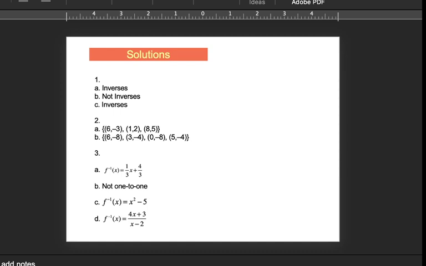So there are the solutions. Make sure that you take a picture. And we're going to move on to exponential functions now.